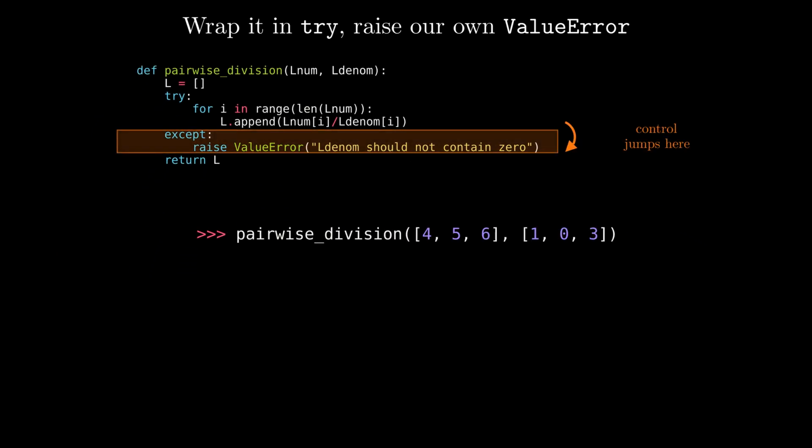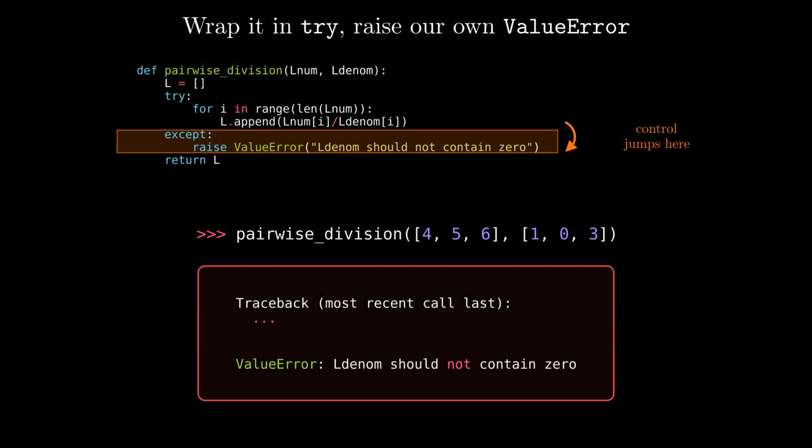Run it with the 0 again. The moment 5 over 0 fails, control jumps to the except block. And instead of a raw zero division error, the caller gets our value error. ldenom should not contain 0. Same failure point, but now the error names the contract that was broken.